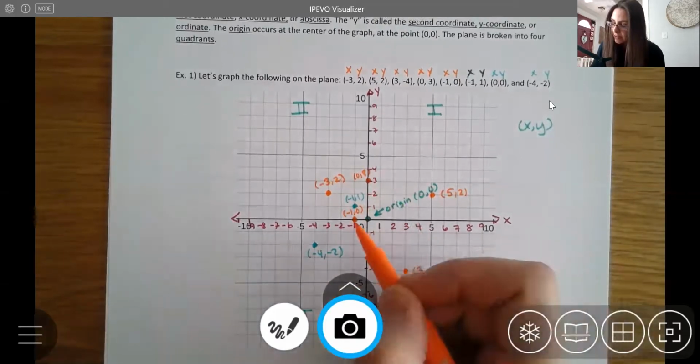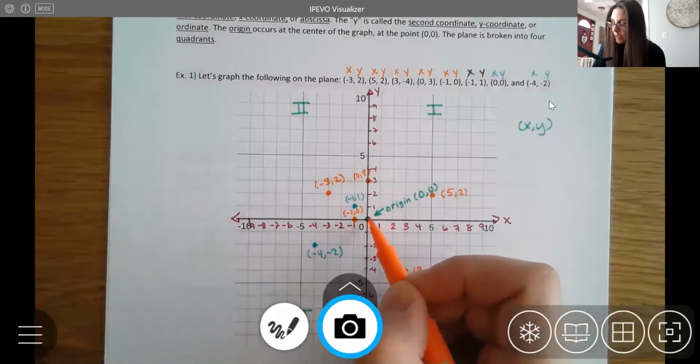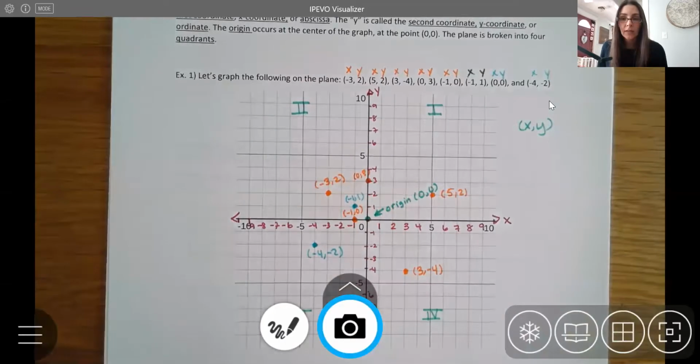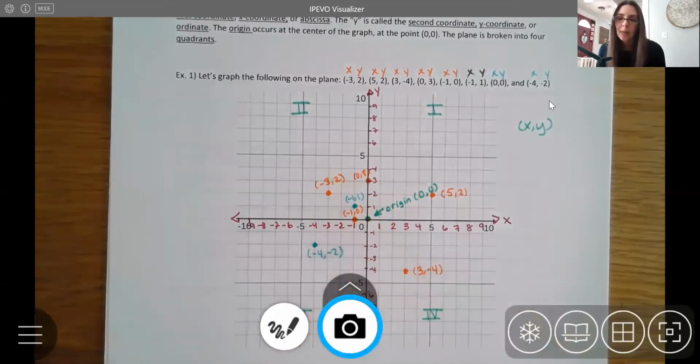Points that are on the axes, like (-1, 0), (0, 3), or the origin, are not actually in the quadrants. They're technically on the axes. So you just want to make that distinction if you're talking about points here. If it lies on the axis, we actually don't say that it's in a quadrant. We would say that it's specifically on either the x or the y axis.